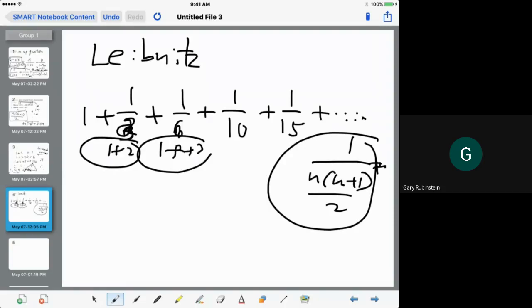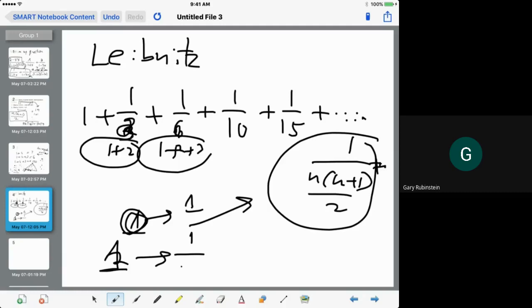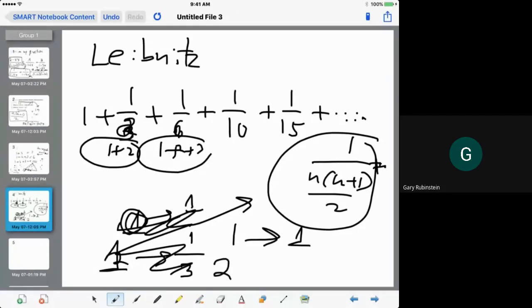And you could plug 1 into this formula, and you'll get 1 out. And if you plug 0 into the formula, you would get... I got myself a little bit confused. 1 times 2 over 2. No, sorry about that. So if you plug 1 in, you do get 1. And if you plug 2 in, that's where I got confused.